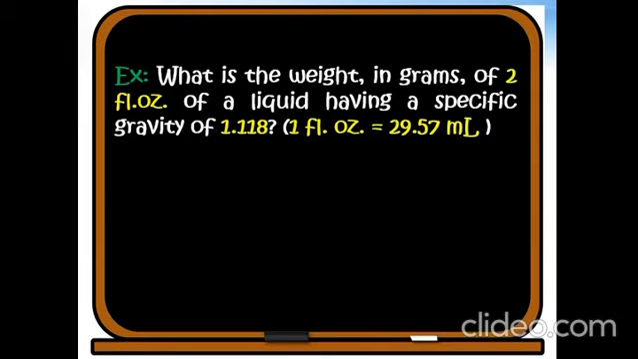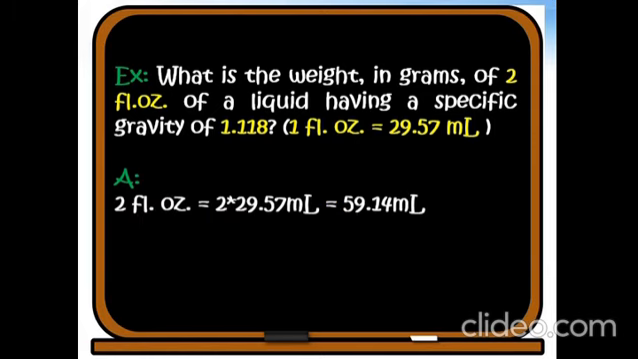And what is the weight in grams of 2 fluid ounces of a liquid having a specific gravity of 1.118? You need to do one more step of the conversion because you have to convert fluid ounce to ml, right? And here I give you the conversion. 1 fluid ounce is 29.57 ml. Let's look at the solution. 2 fluid ounces, that means we use 2 times 29.57 ml, right? And that is 59.14 ml.